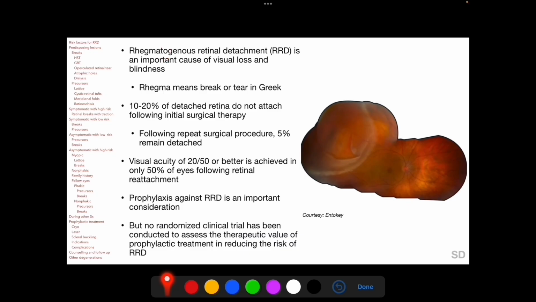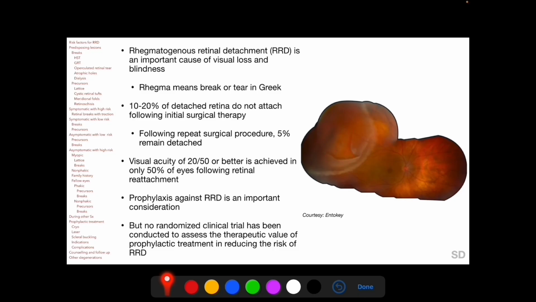Rhegmatogenous retinal detachment, or RRD, is an important cause of visual loss and blindness, and the term rhegmatogenous arises from rhegma, which means break or tear in Greek. And so, rhegmatogenous retinal detachment is a retinal detachment which arises from a retinal break.